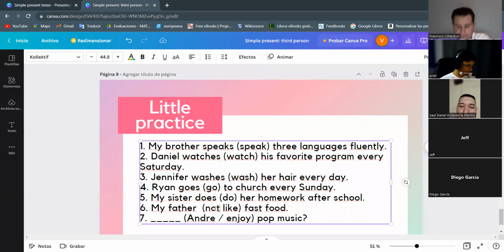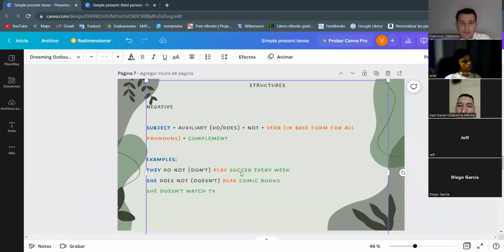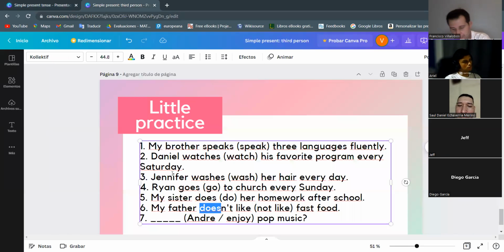Good. How are we going to know that is a third person, aside from the subject, of course? For the third person, is it don't like? Are you sure? Don't and does. You have both. Does. Doesn't like, good. Negative: base form and auxiliary. We learned that yesterday, guys. Remember this. Good. Thank you, Luis.